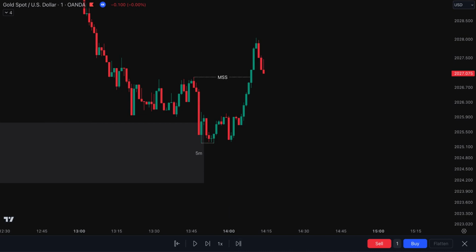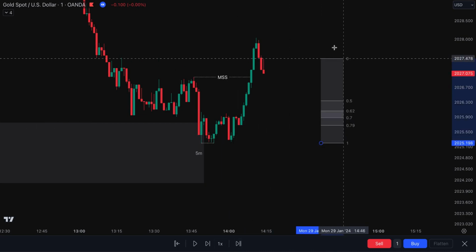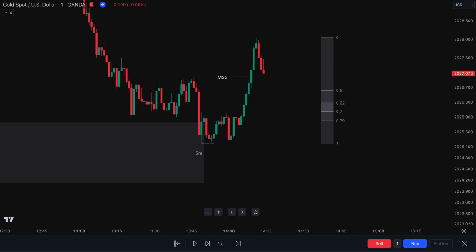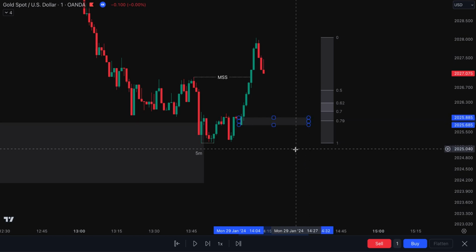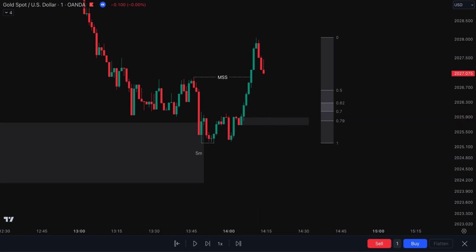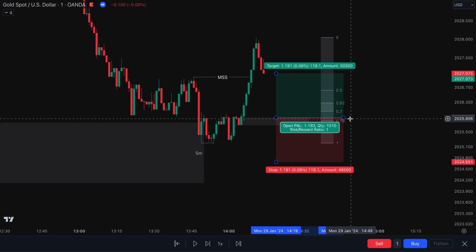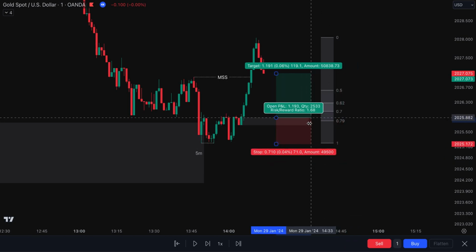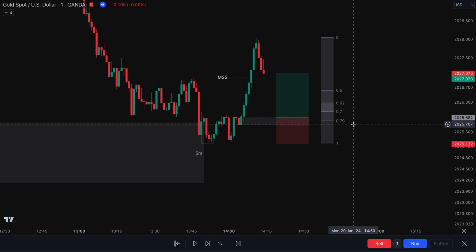I will now take the Fibonacci retracement tool and again look for a PD array in the discounted zone, and as you can see we have one exactly here. I will enter once price hits this order block with my stop loss slightly below these lows and my take profit at external liquidity.